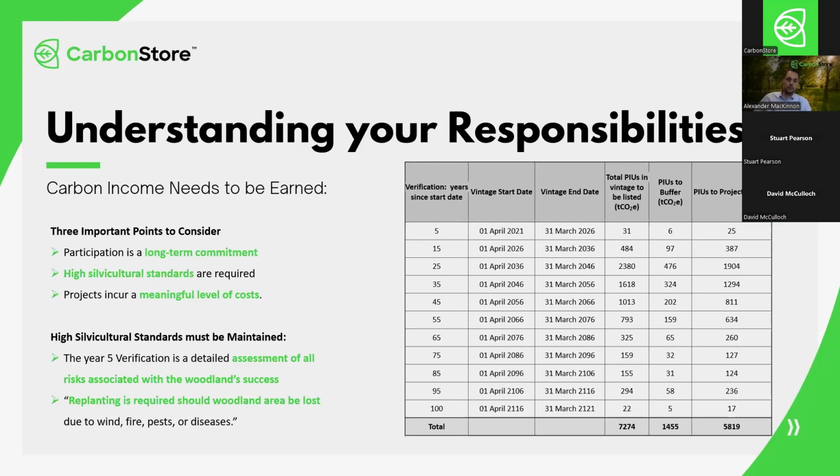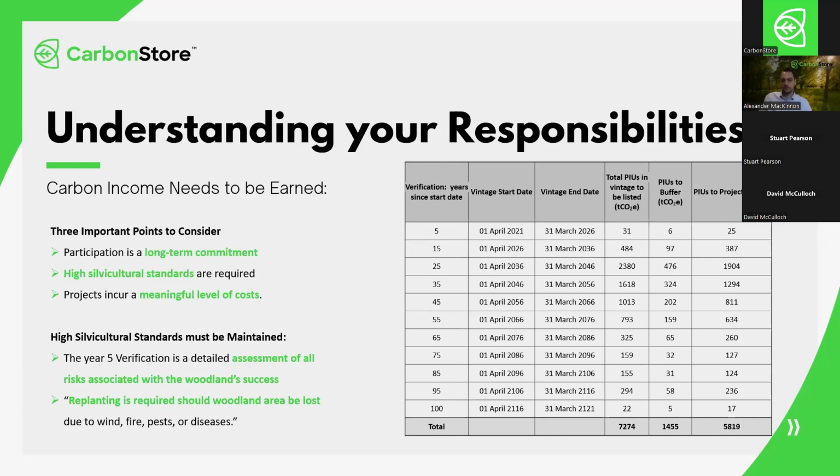Any significant loss of trees, for example through wind blow or fire damage on site, will also require the submission of a loss report, and in the words of the Woodland Carbon Code, woodland owners must replant or undertake alternative planting should a woodland area be lost due to wind, fire, pests, or diseases.